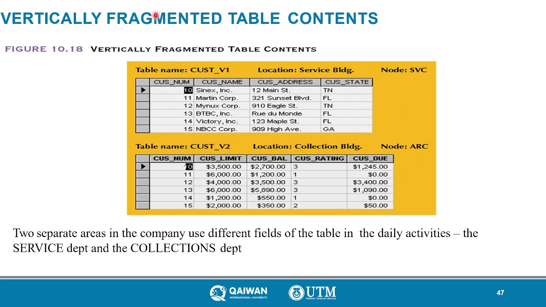Now, vertically fragmented table content. Now we have customer V1 and customer V2, or vertical 1 and vertical 2. Now the location is service BLG, node SVC, and node ARC. Now we have the vertical fragmentation of the table. Two separate areas in the company use different fields in the table: the daily activity, the service department, and the collection department.